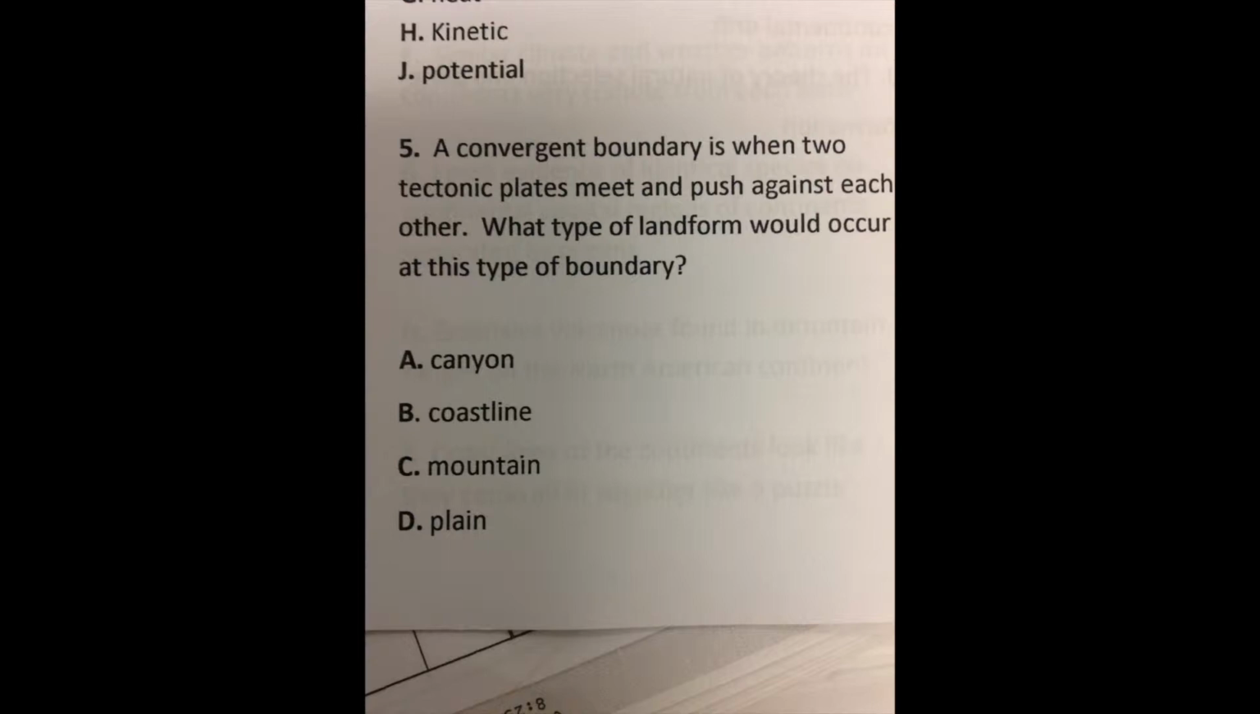Number 5. A convergent boundary is when two tectonic plates meet and push against each other. What type of landform would occur at this type of boundary? A. Canyon, B. Coastline, C. Mountain, or D. Plain.